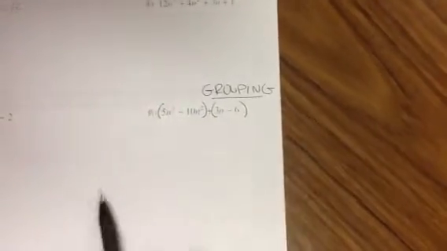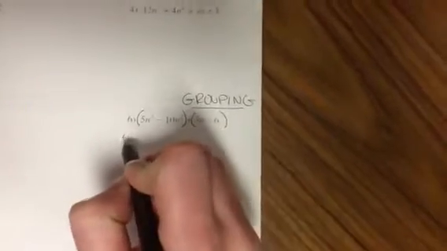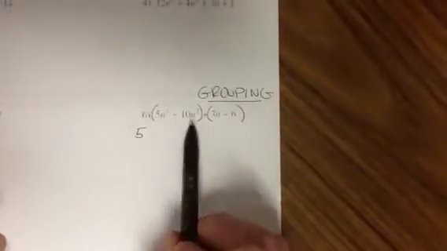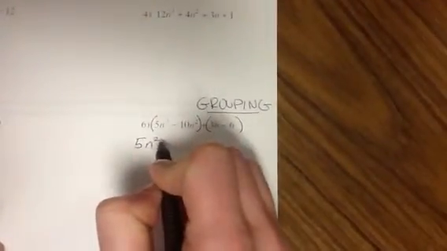First, I'm just going to look at my first group. Forget about this group and just look at my first group. In my coefficients, my 5 and my 10, do I have any common factors? Yes, 5. Okay, so I'll take out a factor of 5. How about in my variables? Do I have any common? Yes. Two n's. So I'll take out n squared.